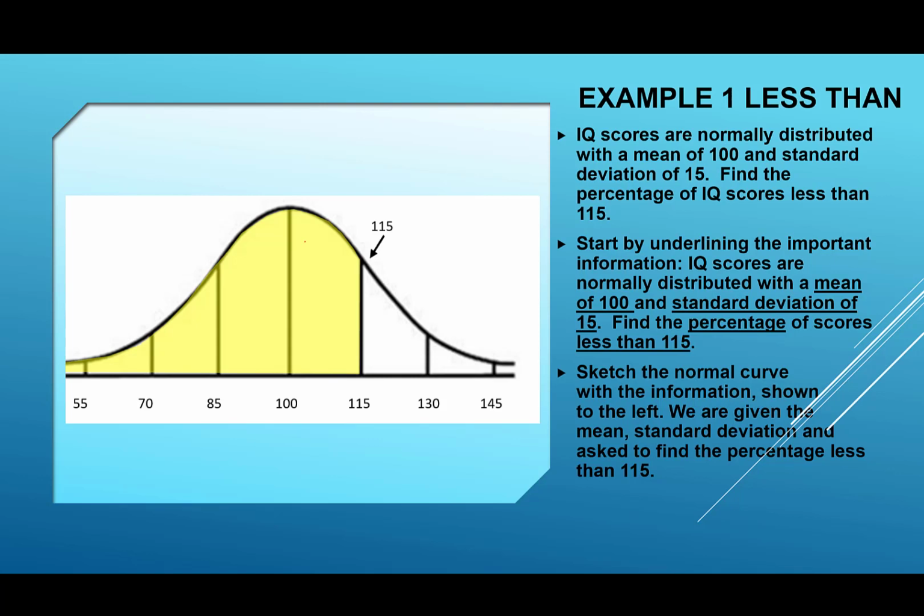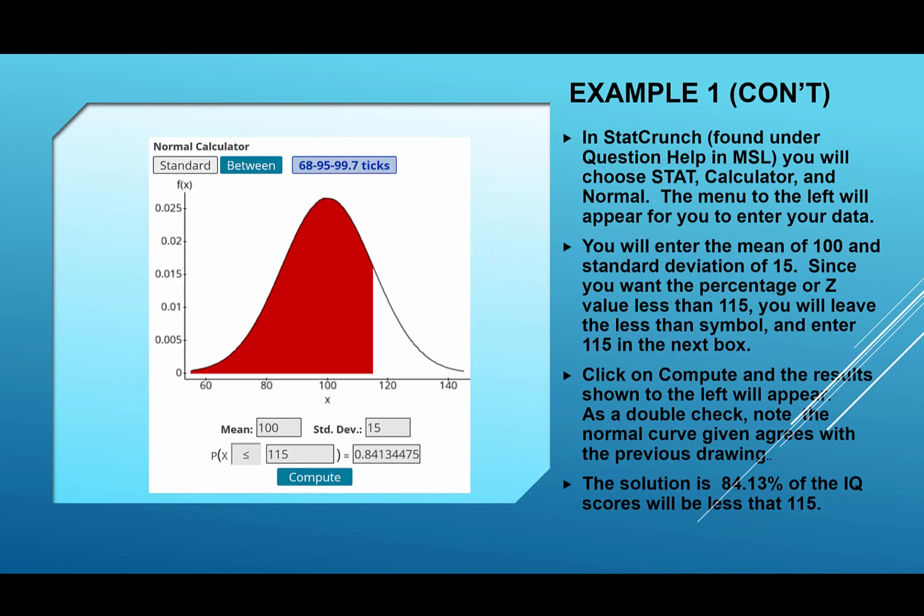In looking at what we're given on this problem, we're given the mean, the standard deviation, and asked to find a percentage that is less than. So if we proceed to StatCrunch, and remember StatCrunch is located under Question Help in the homework, you'll choose Stat, Calculator, and Normal, and you will get the screen shown to the left.